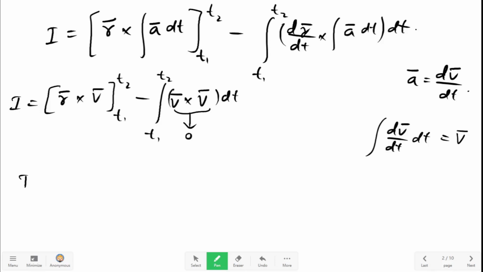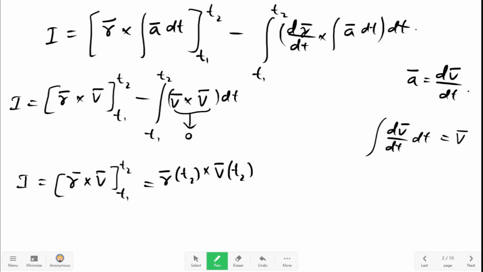Therefore we have I is equal to r cross v from t1 to t2. This is equal to r at the time t2 cross v at the time t2, minus r at the time t1 cross v at the time t1.